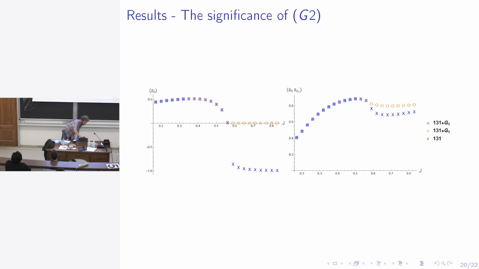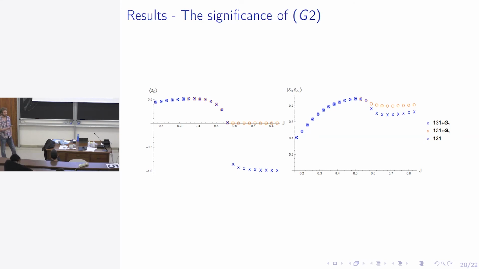Significance of G1 or G2? This is the significance of G2. We are comparing with G1 and without G1, but the orange dots are essentially where G2 is violated. So you can see that when you get a non-monotonic behavior, it's exactly where G2 is violated.